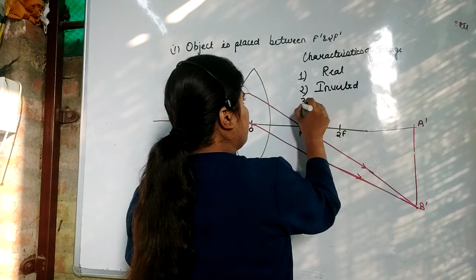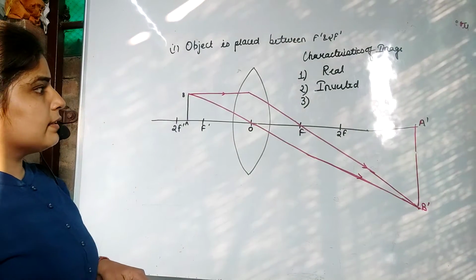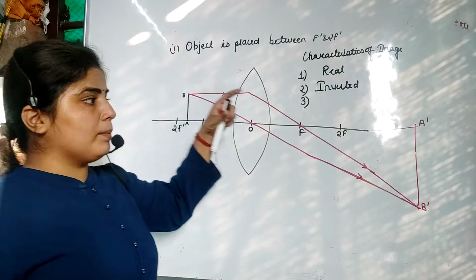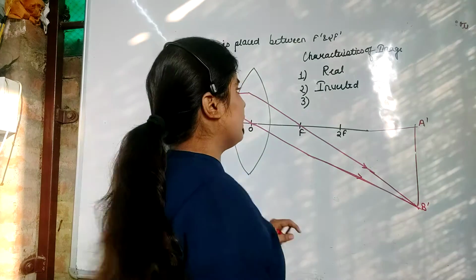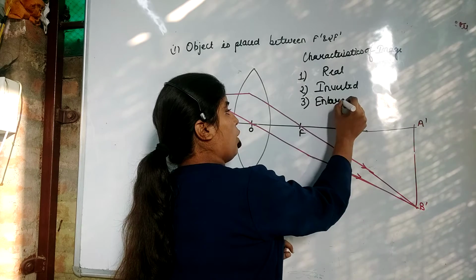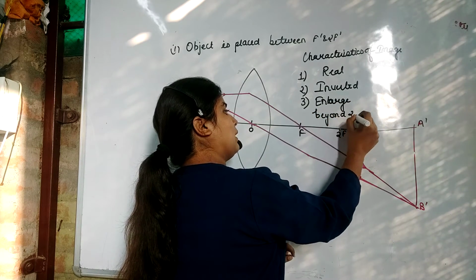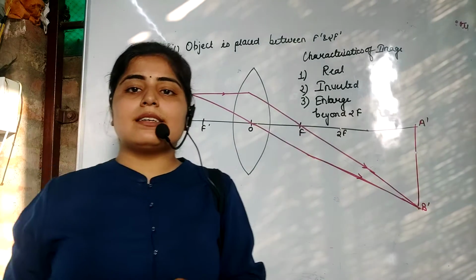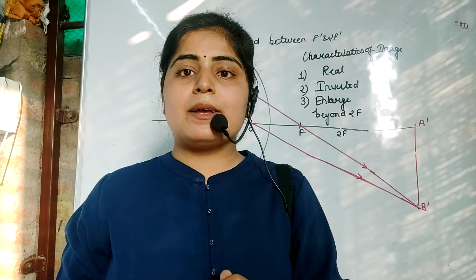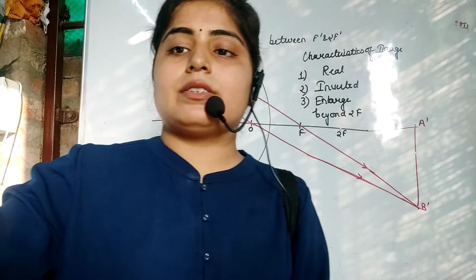And the third one will be, it is enlarged. The object is smaller as compared to the image. So it is enlarged, and the image which is formed is beyond 2F. It is clear to you, I think so. So these are the characteristics of the image whenever the object is placed between F dash and 2F dash.